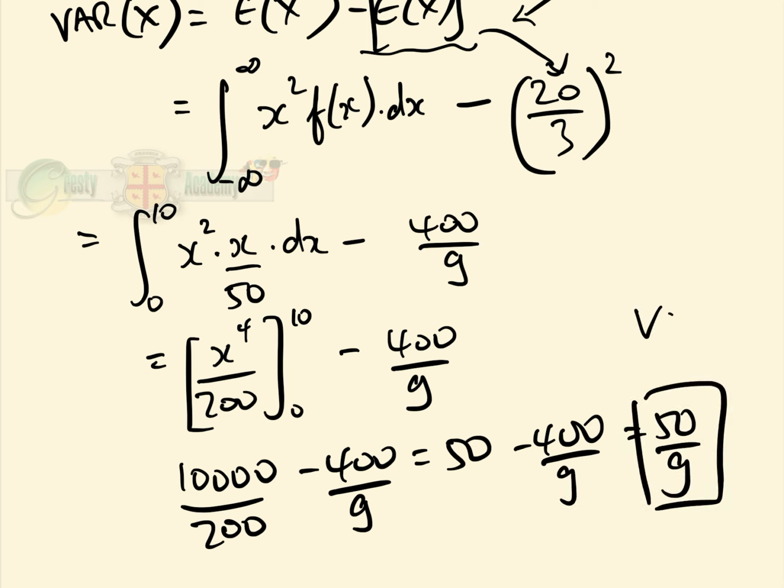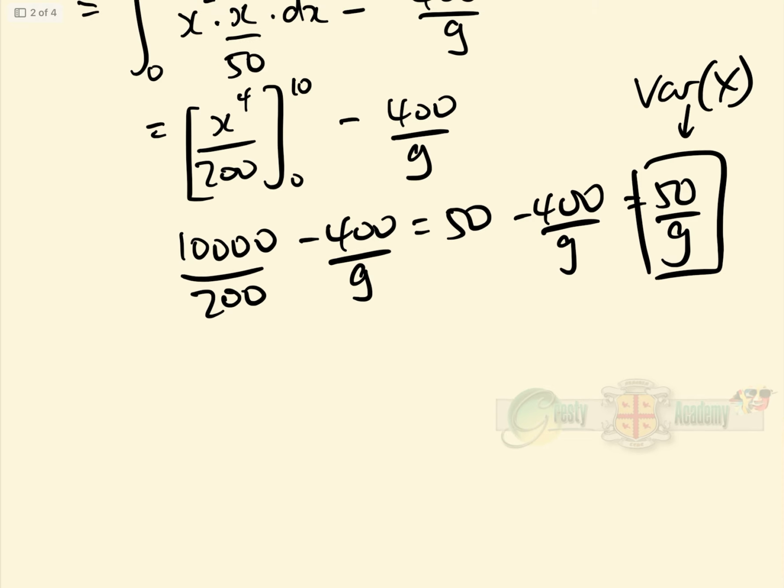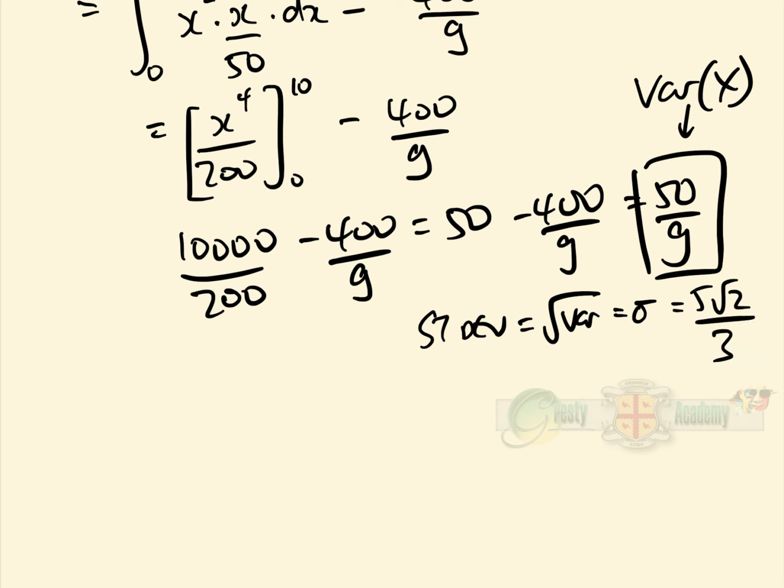So therefore our variance is equal to 50 over 9, and therefore, even though they don't ask it, our standard deviation, which is equal to the square root of the variance, equals 5 root 2 over 3. Now I know they don't ask that, but anyway, they could have asked it. There's your standard deviation. Okay, this is a very standard question, no tricks in it.